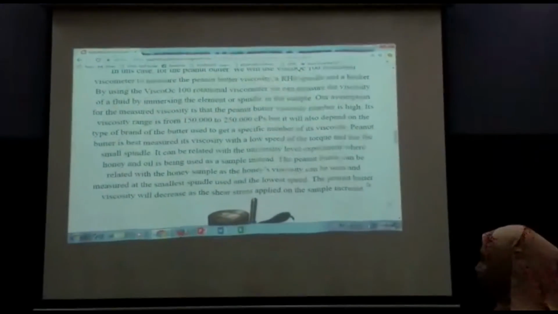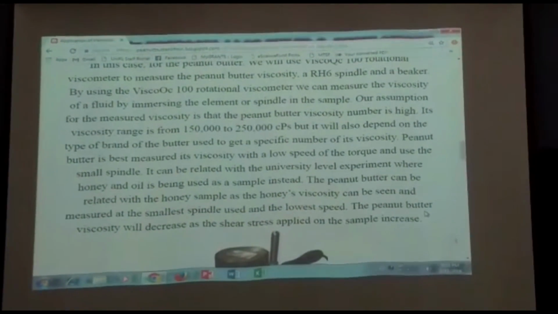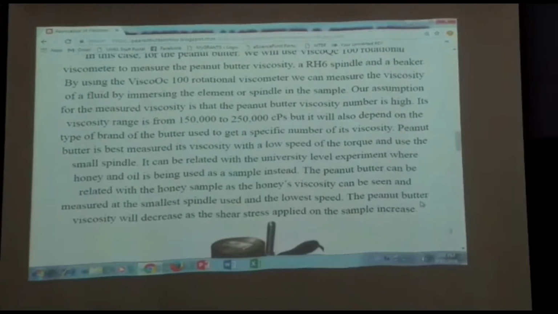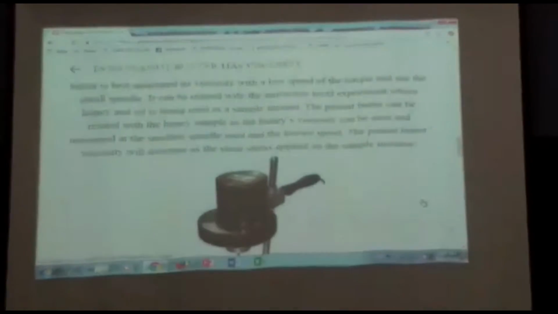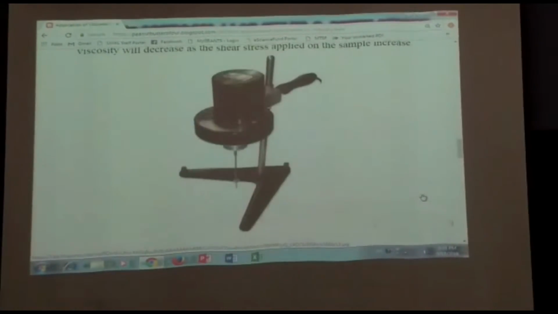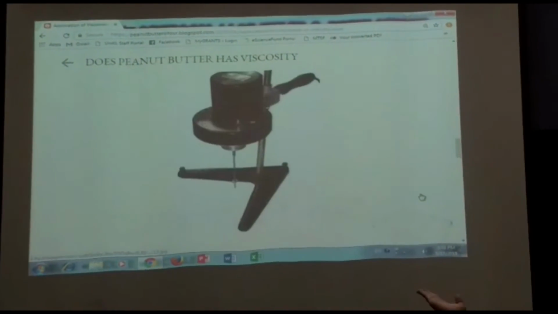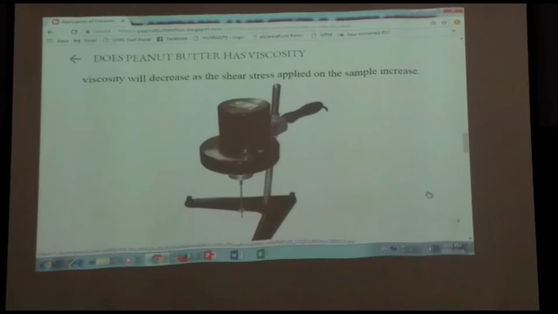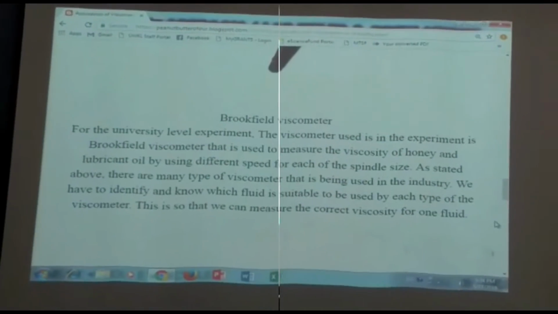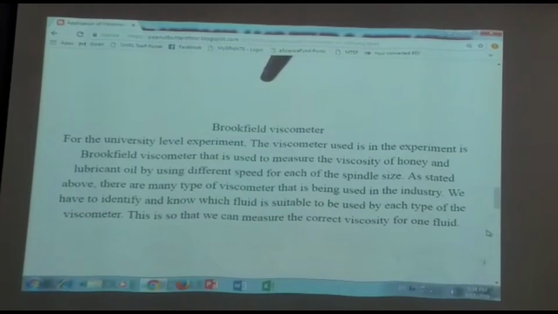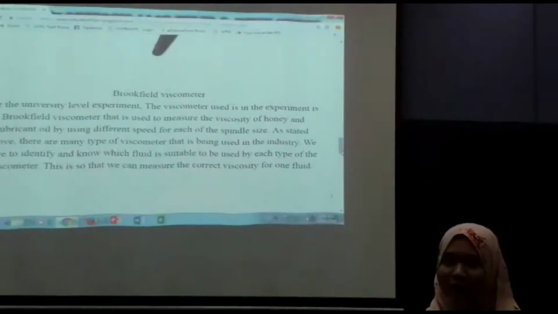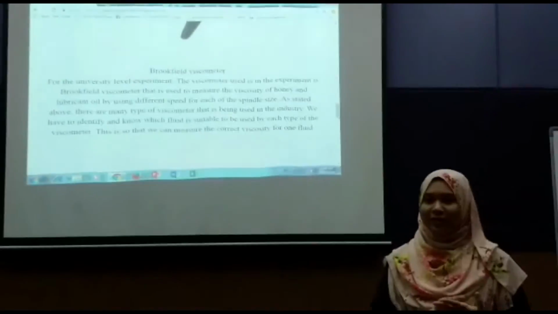And then for the experiment, we can relate it to a university level experiment, where we will be using 2 types of fluid sample, which are oil and honey. For that type of experiment, we'll be using the Brookfield viscometer. This is because the Brookfield viscometer is a laboratory type of viscometer. The experiment is used to measure the viscosity of honey and lubricant oil, using different speeds and different types of spindle.